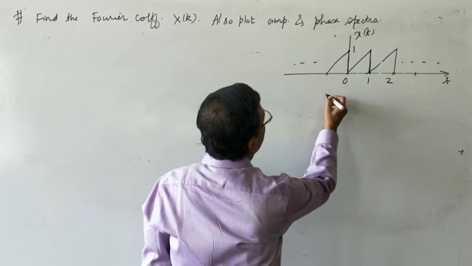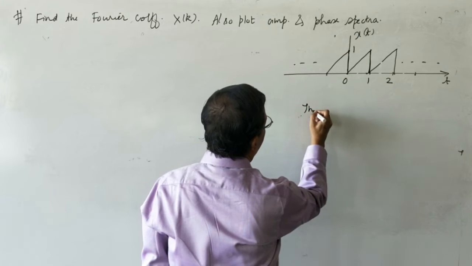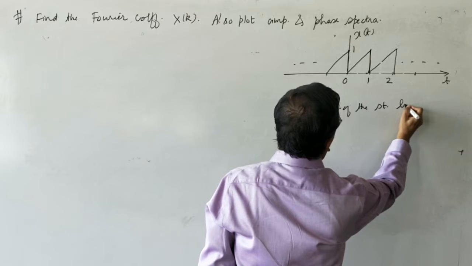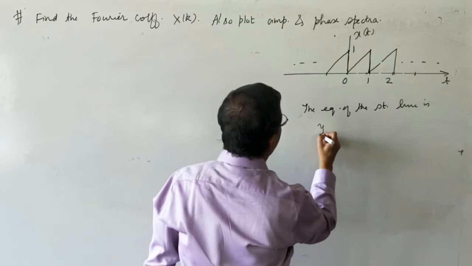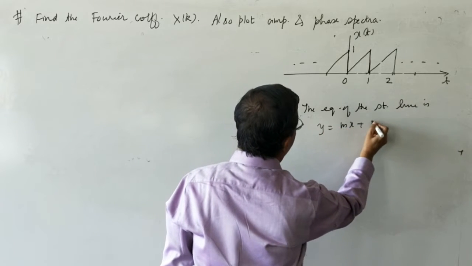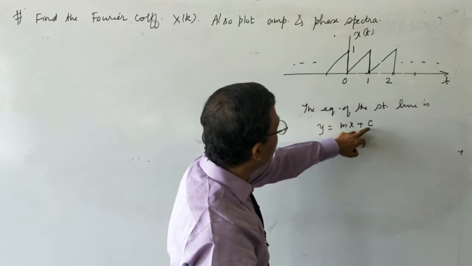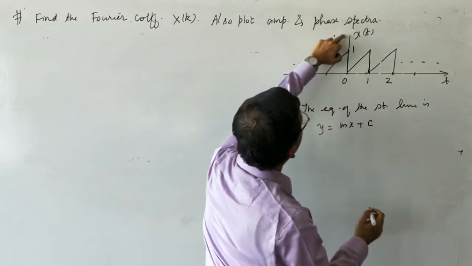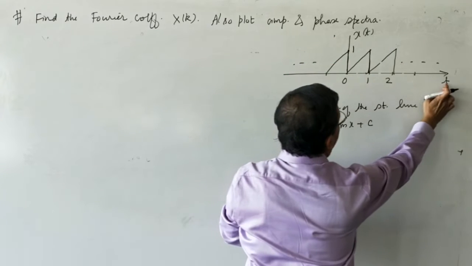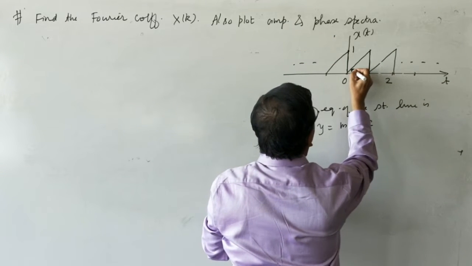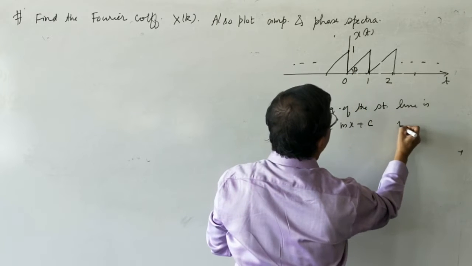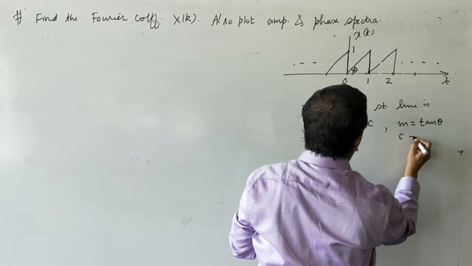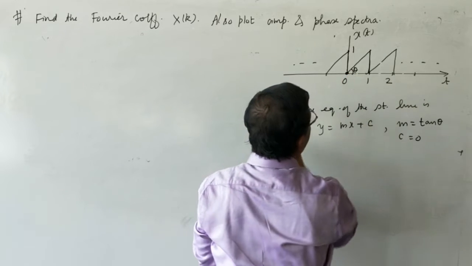See, the equation of a straight line is y is equal to mx plus c. C is the intercept. In this case, c is 0. What is y? Y is x of t. What is x? T. What is the slope of this line? If you call this theta, slope m is tan theta. C is 0 because the intercept is 0.